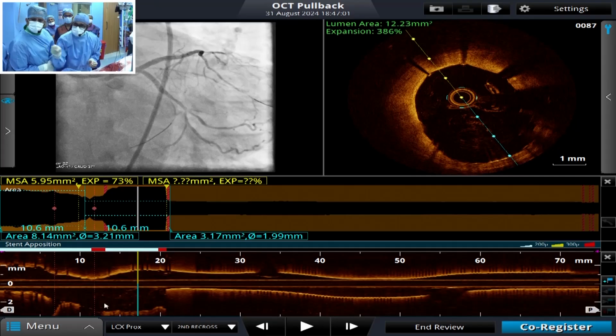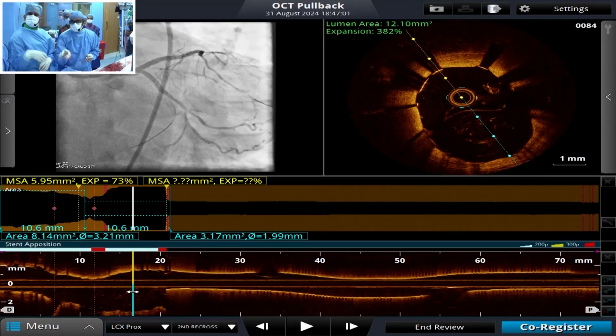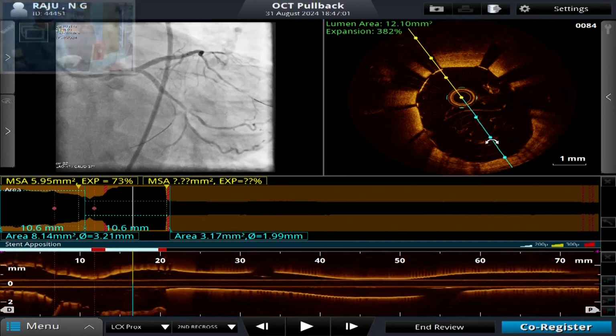Show, rotate it a little bit here and there and show the wire crossing. Okay, Vishnu, we will go with 1.5. I will show that. Okay.